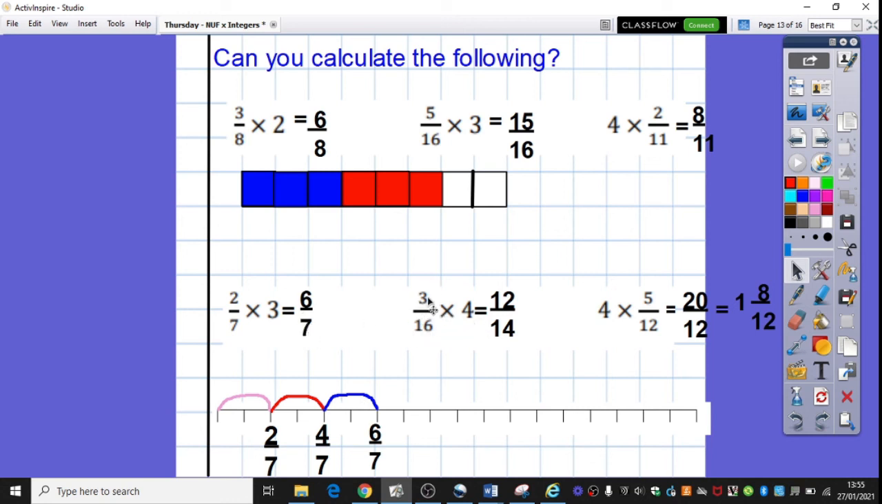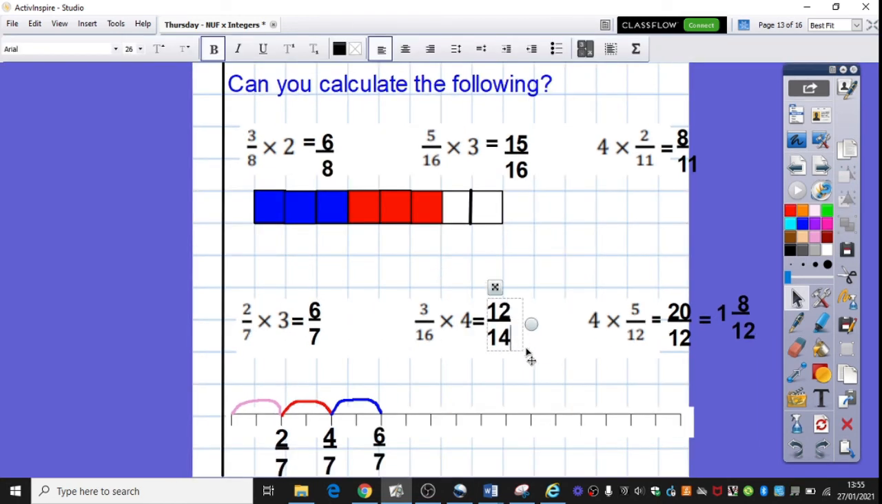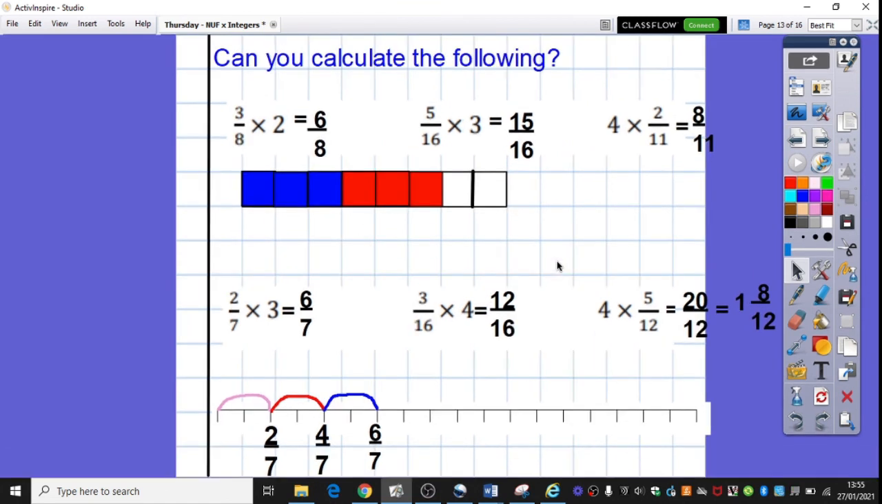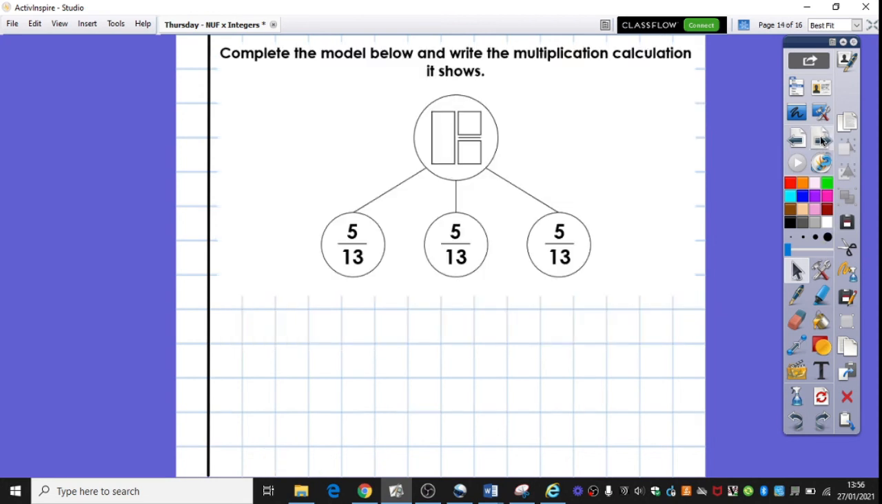3/16 times 4, so 3 times by 4 is 12. I can see a mistake there by Mrs. Gill. Apologies, Year 5. That should be 12/16. And finally here then, we've got 4 times 5/12, which gave us 20/12s. And this is that extra challenge today. Some of you might then see, if you do get a top-heavy fraction, you might want to try thinking about, well, how many wholes are there in 20/12s? So 1 whole would be 12/12s. So that's 1 and 8 left over. So if you want to convert those into mixed numbers today, you can do.